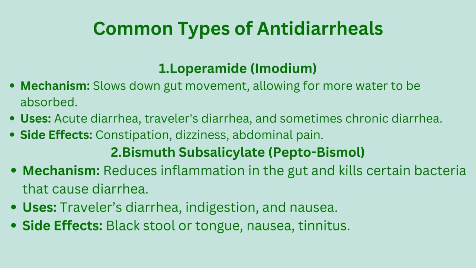Loperamide, Imodium. Mechanism: slows down gut movement, allowing for more water to be absorbed. Uses: acute diarrhea, traveler's diarrhea, and sometimes chronic diarrhea. 2. Bismuth subsalicylate, Pepto-Bismol. Mechanism: reduces inflammation in the gut and kills certain bacteria that cause diarrhea. Uses: traveler's diarrhea, indigestion, and nausea.